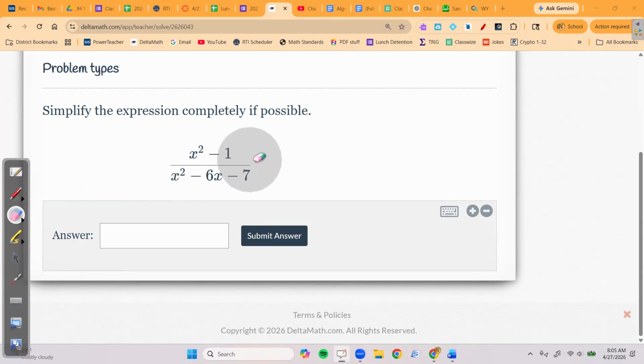The top, we all agree, is a subtraction problem. The bottom, we all agree, is a subtraction problem. Everything right now in its state is off limits. So we have to do factoring. What does the top become if we factor it down? What is this thing? What does that become?